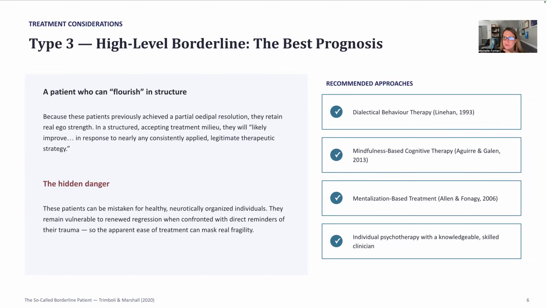From my perspective, from what I know and the way that I explain things to clients, we are looking for remission, not cure. There are some clinicians, some schools of thought, that say personality disorders can be cured. I just go with remission, not cure, based on what I know. The recommended treatment approaches for type 3 are DBT, dialectical behavior therapy, mindfulness-based cognitive therapy, mentalization-based treatment, and individual psychotherapy with a knowledgeable, skilled clinician. This study came out in 2020, which was before the good psychiatric management of borderline personality disorder, and I can imagine that would also go on this list.